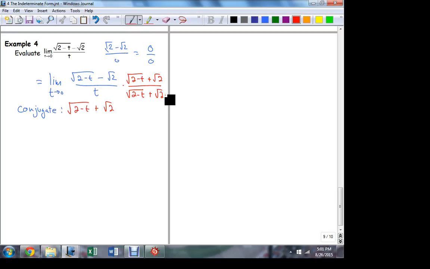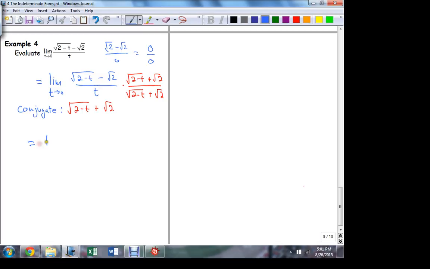For radical forms, and by the way, this only works for square roots. This doesn't work for other radical forms. But for square roots, the trick is to multiply by the conjugate. Take the same radical expressions but change the sign. Okay, how does that help me? Well, this is the way it works out.